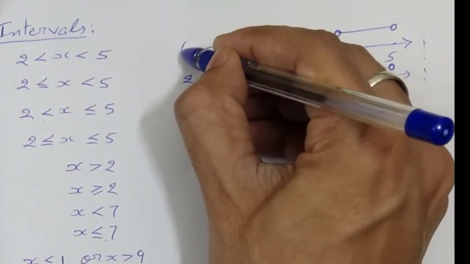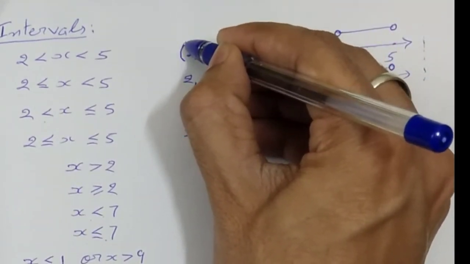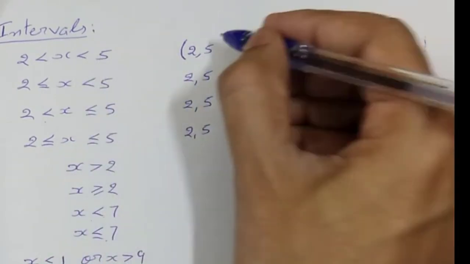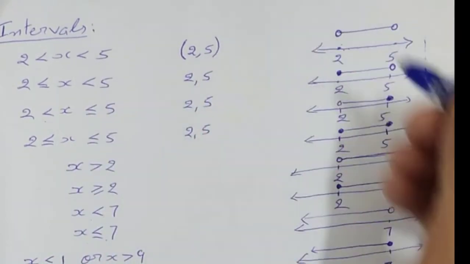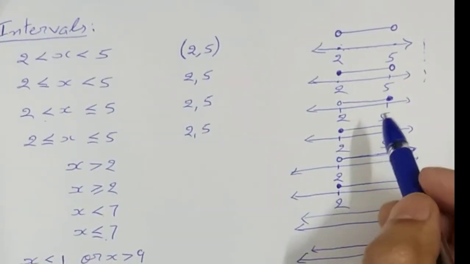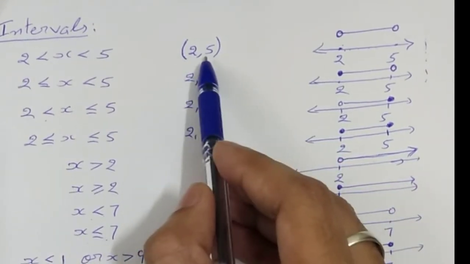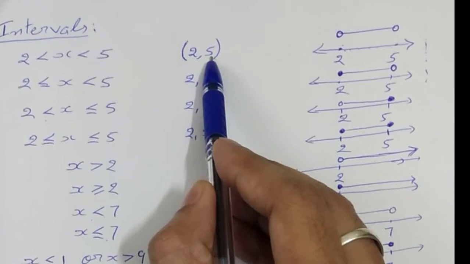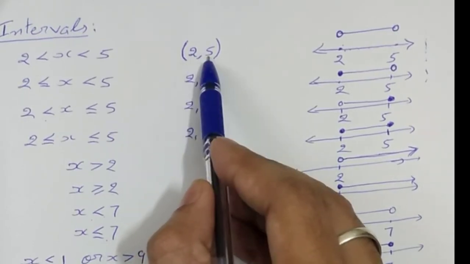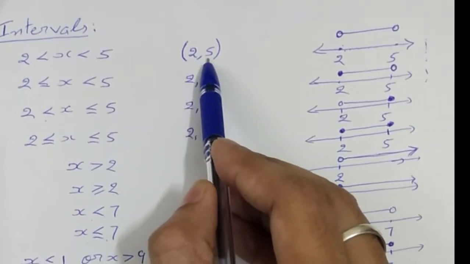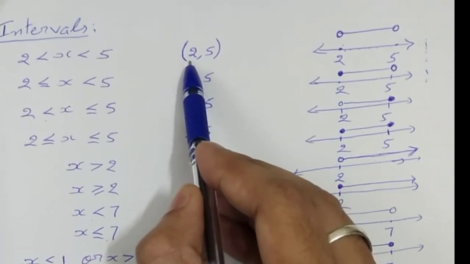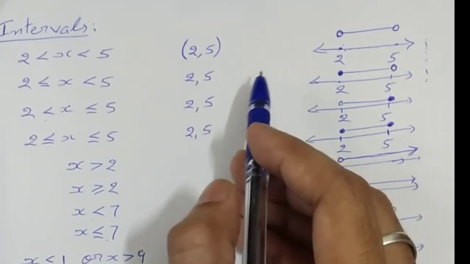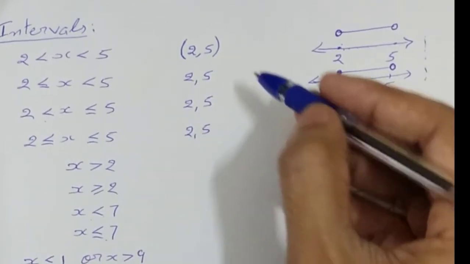In the interval form, we put a round bracket or parenthesis, and 5 is not to be considered. That is exhibited by putting a parenthesis, a round bracket. So this is the interval. This is called open interval 2 to 5. It means 2 is not considered, 5 is not considered, but all the numbers between 2 and 5 are considered. All are taken care of.